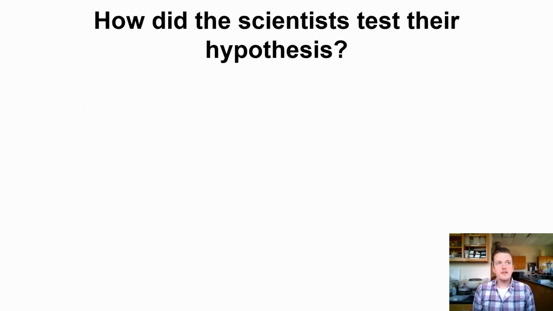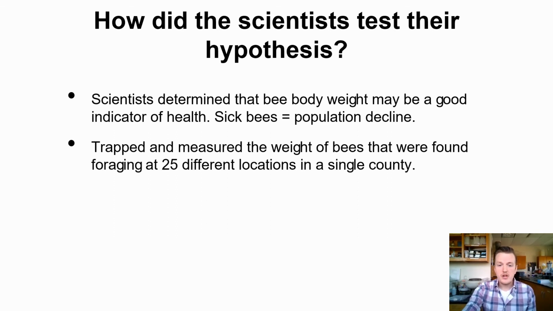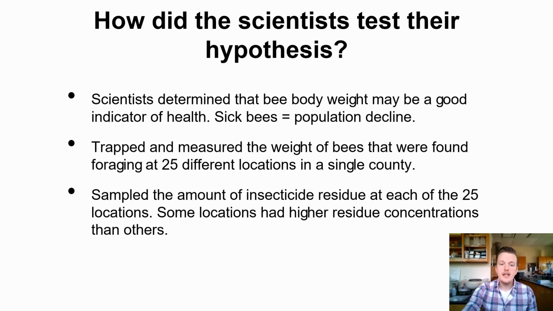So if we're thinking about our hypothesis about neonicotinoids causing declines in bee populations, how did scientists go about testing this hypothesis? Scientists determined that bee body weight may be a good indicator of health, and if you have sick bees, then your population is going to decline. And this is common in a lot of organisms. Body weight can often be linked to health. So these scientists tracked and measured the weight of bees that were found foraging at 25 different locations within a country, and then they sampled the amount of insecticide residue at each of the 25 locations. And some locations had higher residue concentrations than others.